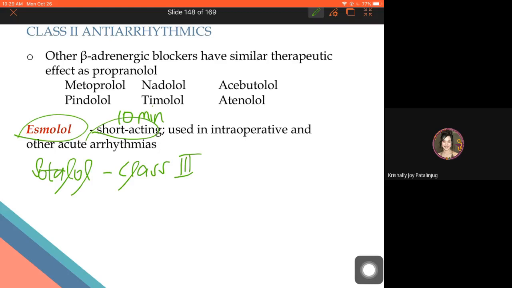Now, why is it not class 2? Why is it not a class 2 agent? Number one reason, sotalol as an antiarrhythmic is being formulated as a racemic mixture. Again, sotalol is being formulated as a racemic mixture.